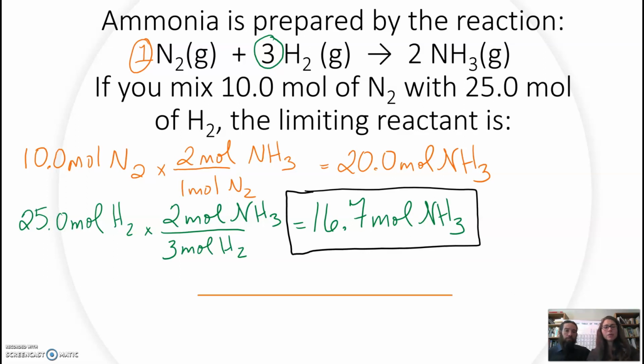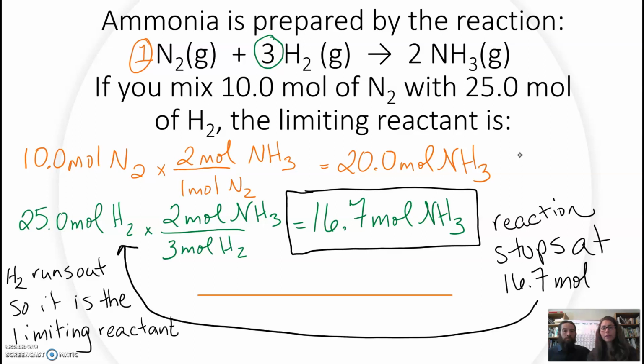In this case, we converted moles of nitrogen and we used our balanced equation, 1 nitrogen for every 2 ammonias, and we converted into moles of ammonia. Likewise, if we start with our 25 moles of hydrogen, we can calculate how many moles of product we can make. And we realize that the lowest amount of product that can be made was from the hydrogen. So the reaction stops when the hydrogen runs out. It limits the reaction, so the hydrogen is the limiting reactant.